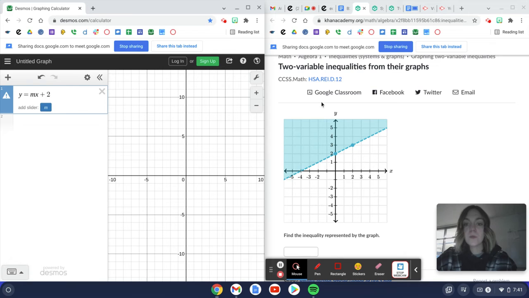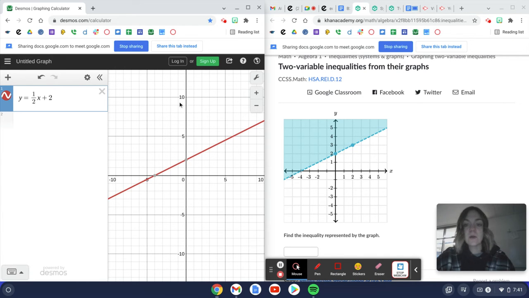And then for my slope, Khan is nice enough to give us 2 points. So we're going to use those 2 points to calculate the rise over run. So my rise is 1 and my run is 2 to get to that point, which is telling me that my slope is 1 over 2. Okay, we've reviewed this before, so that's amazing.